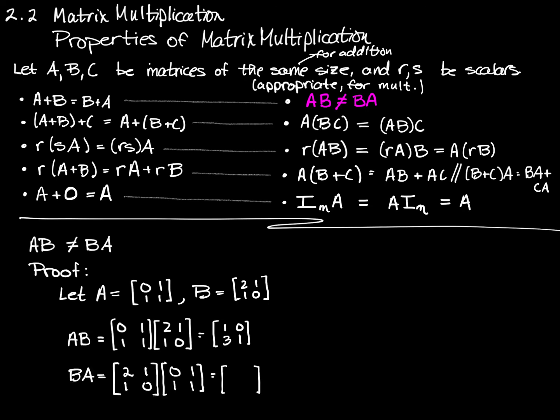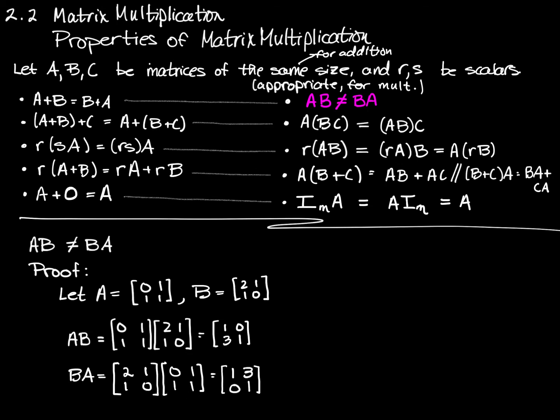All right, now we're ready to do this multiplication in the opposite order. So we have 2 times 0 plus 1 times 1 is 1. 2 times 1 plus 1 times 1 is 3. And already I can see that they're different. So I could just finish, but because I'm doing a proof, this is a little bit more formal, I'm going to go ahead and see this out. 1 times 0 plus 0 times 1 is 0. And 1 times 1 plus 0 times 1 is 1.